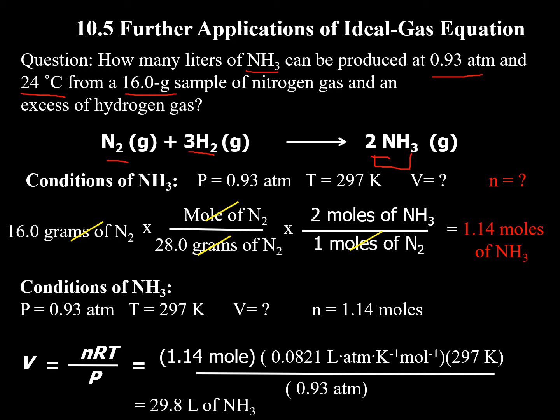We're given 16 grams of N2. So we divide by 28 because we want to find the moles of N2. Once we have the moles of N2, we use the ratio, a 2-to-1 ratio, to find the moles of NH3. So we multiply by 2, divided by 1 to give us 1.14 moles of NH3. So once we have the moles, we have the temperature, we have the pressure. We can find the volume using the ideal gas equation. We plug in the values and we get 29.8 liters of ammonia.